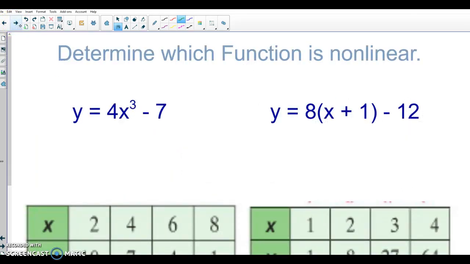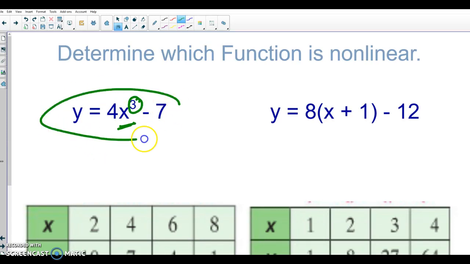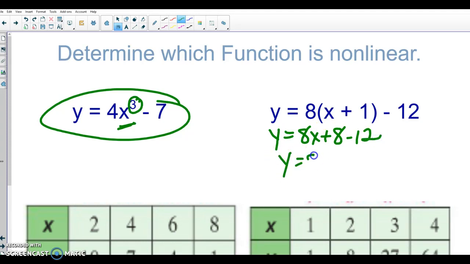All right, looking at equations, again, determine which function is nonlinear. So if I look at the first one, I have y equals 4x to the third minus 7. If you notice, the x has an exponent of 3, so that one is nonlinear. If you look at the second one, I would go ahead and simplify it just to be sure, if it were me. So I have 8x minus 4, no exponents, no variables as exponents, so that's linear.